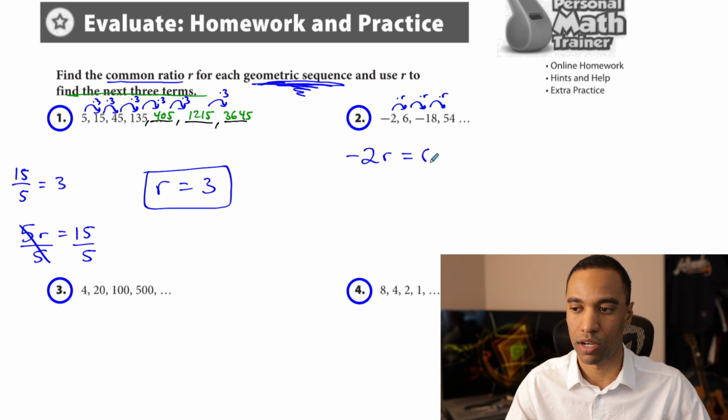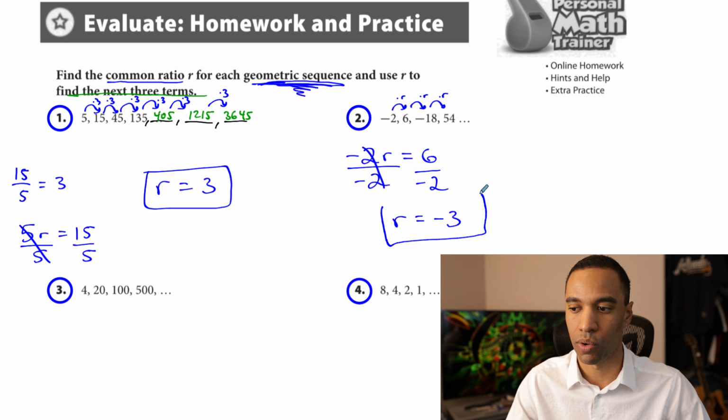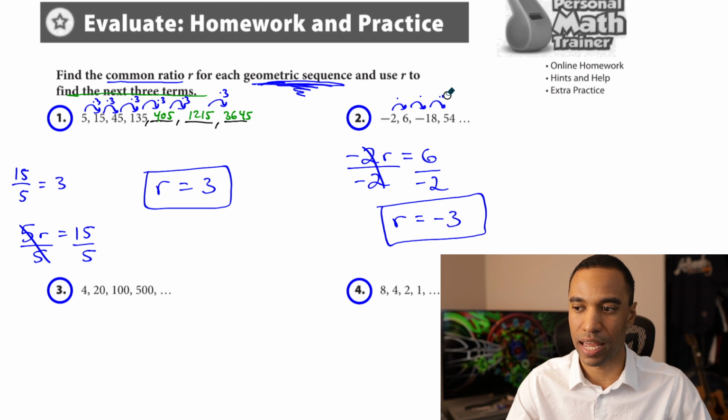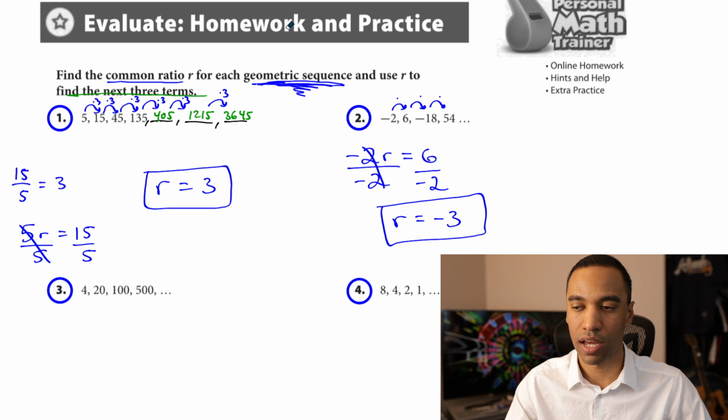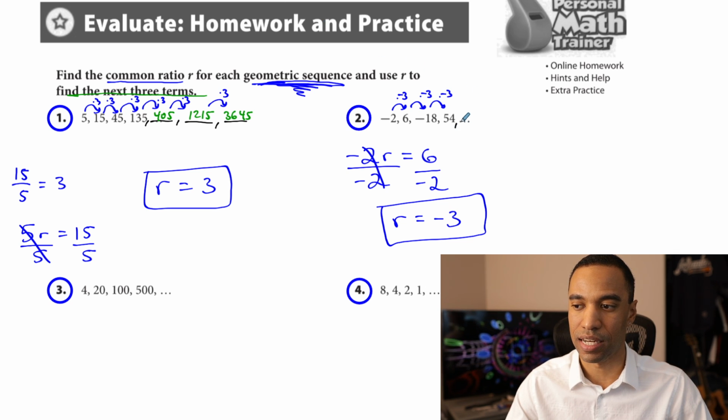Negative 2 times some unknown r equals 6. Divide both sides by negative 2. And 6 divided by negative 2 is negative 3. So r equals negative 3. That's what we're multiplying by each time from one value to the next. And with that in mind, just understand that when you multiply by a negative, the sign will change. That's what you see here. And that's what we need to continue to do as we find the next 3 terms.